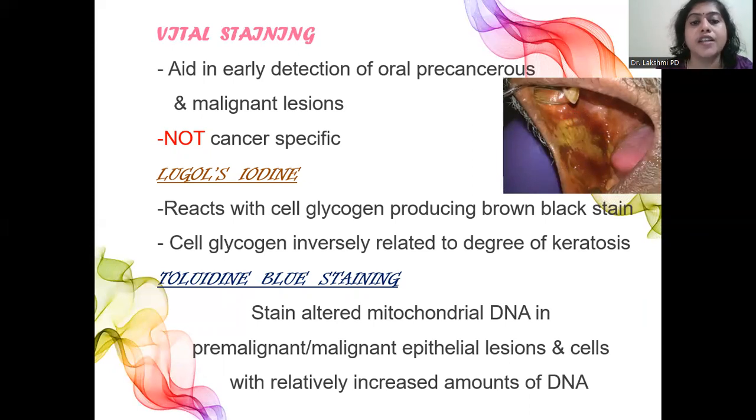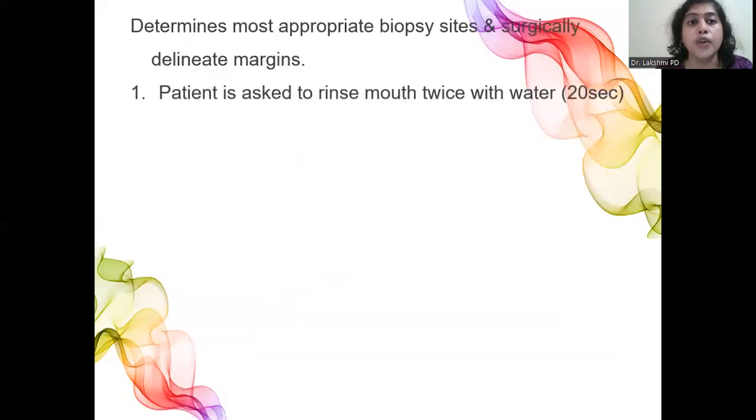Toluidine blue stains altered mitochondrial DNA. And all of you know, dysplastic cells have a relatively increased amount of DNA. So wherever there's any sort of dysplasia or pre-dysplastic changes, those areas will take up the stain and give off a bright blue color, with which you can determine the appropriate site for biopsy, especially if it is a very large lesion. Now, the technique, I've just given in brief here.